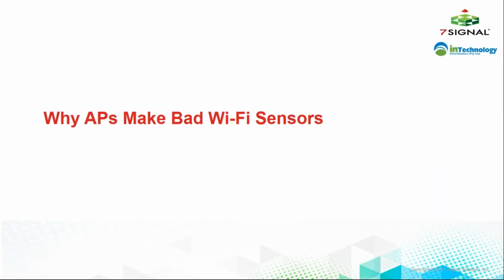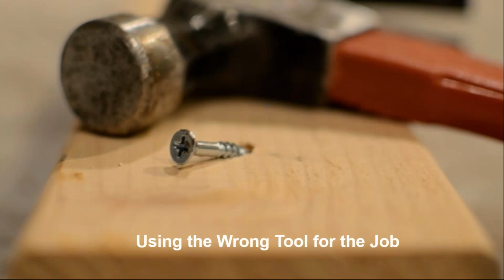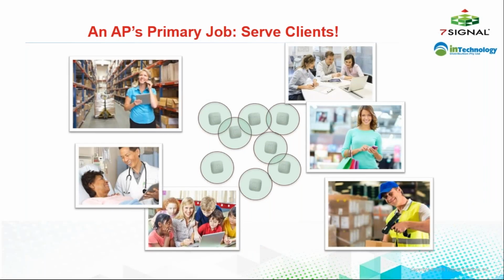Perfect. Okay, great. So here we go. It really comes down to this, my friends, using the wrong tool for the job. So what exactly do I mean by that? Let's take a closer look. An AP's primary job truly is to serve clients. That's what it was created to do, and that's what it does quite well. So on our screen here, we've got a lot of really satisfied and happy people because we've got a well-designed network, and we've got a lot of people who are using that network to get their jobs done.